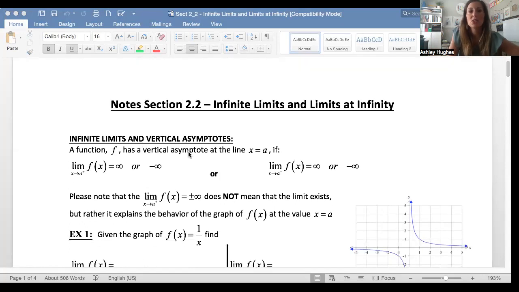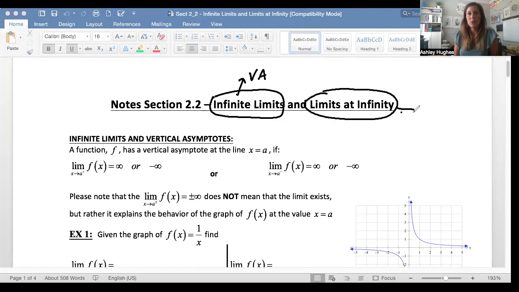So when we're talking about vertical asymptotes, and basically these two things are horizontal and vertical asymptotes, which you might have seen in other courses. Infinite limits give you vertical asymptotes, and limits at infinity are going to give you horizontal asymptotes. So if I'm taking the one-sided limit and I see that I'm approaching positive or negative infinity, then I know there's a vertical asymptote there.